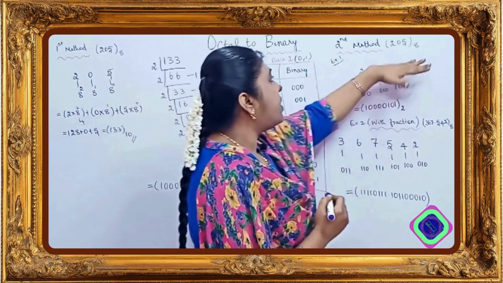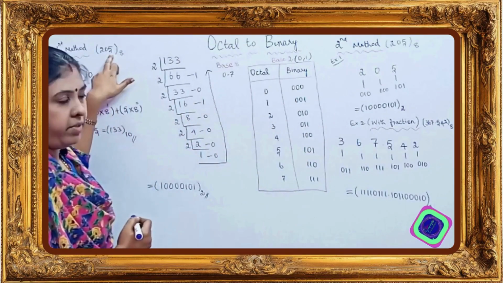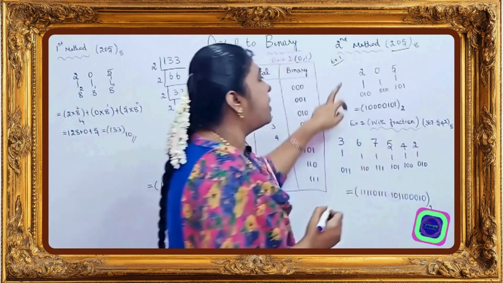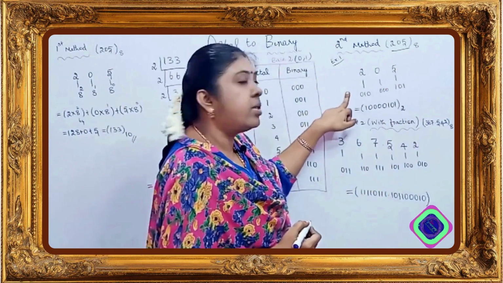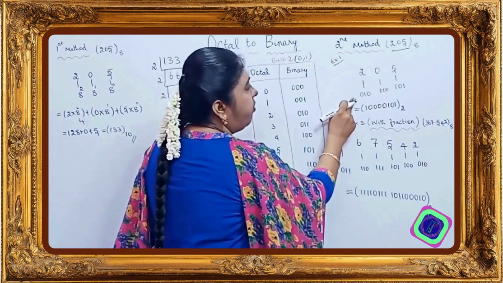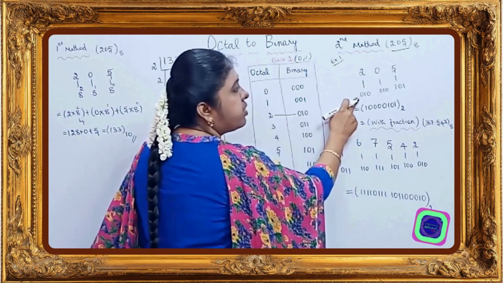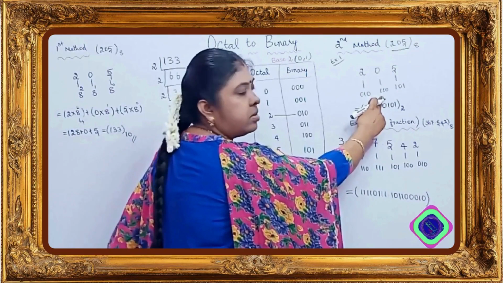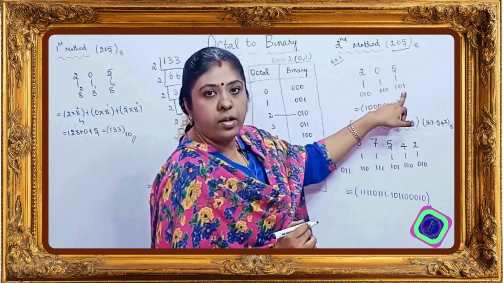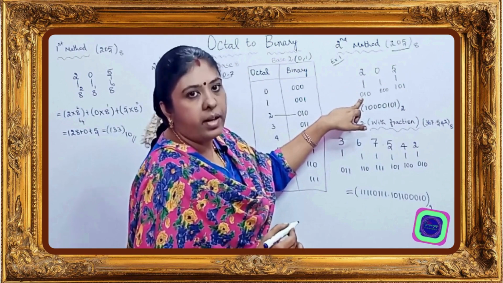Consider the same example, 205 to the base of 8, the first example we had considered. Here, for 205 to the base of 8, we are going to assign the values directly. Substitute the direct 3-digit binary values. That is, for 2, we are assigning 0 1 0. For 0, 0 0 0. For 5, 1 0 1. So here the first digit is 0, so we can discard it.